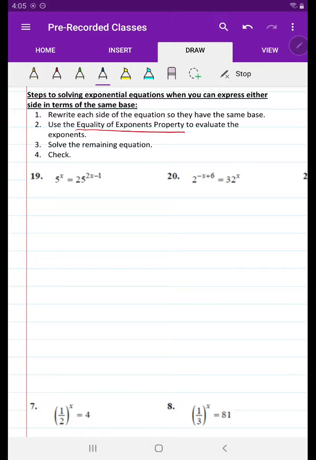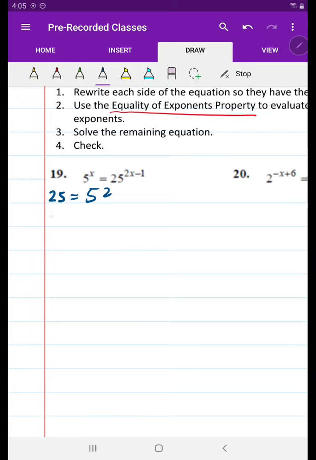For this first one, number 19, we have 5 to the x equals 25 to the 2x minus 1. Remember that 25 is the same thing as 5 squared. So what we want to do here is rewrite this 25 on the right side as 5 squared. So I'm going to rewrite my equation as 5 to the x equals 5 squared, to the 2x minus 1, right? So this 5 squared is replacing the 25, okay?